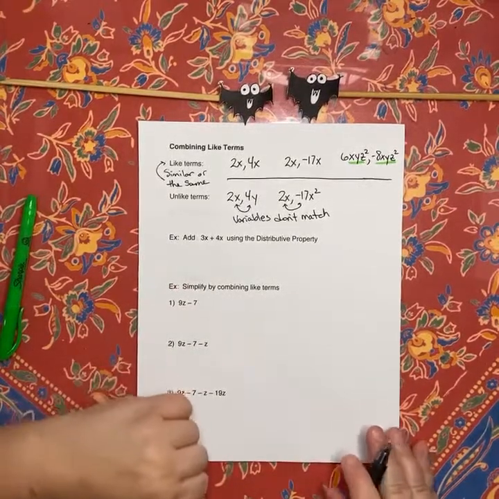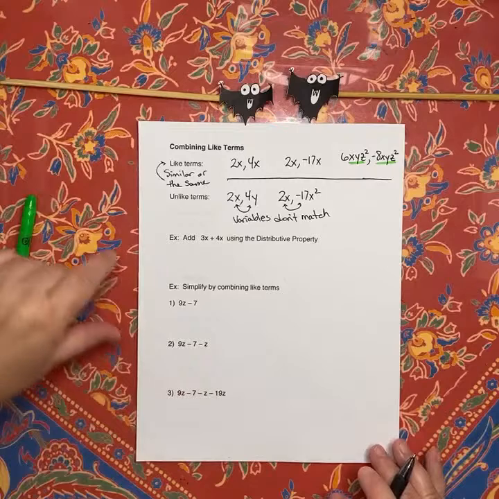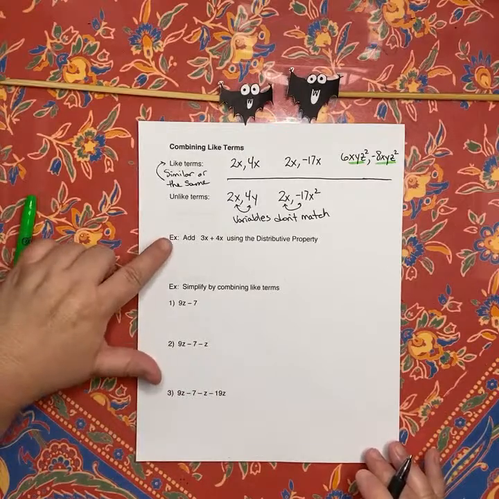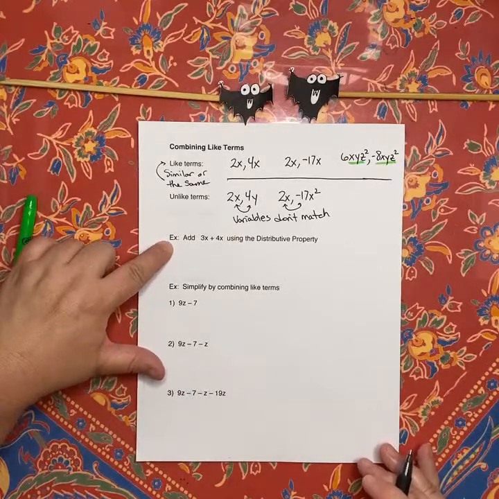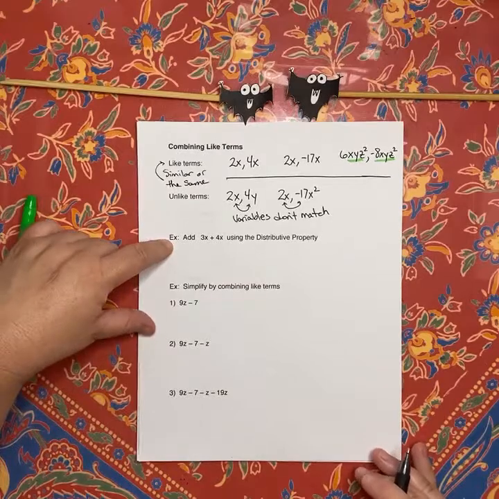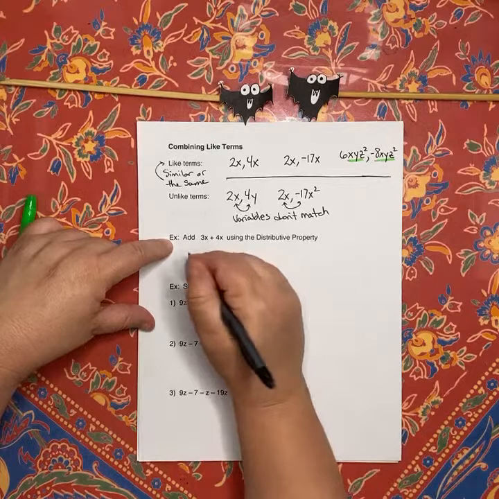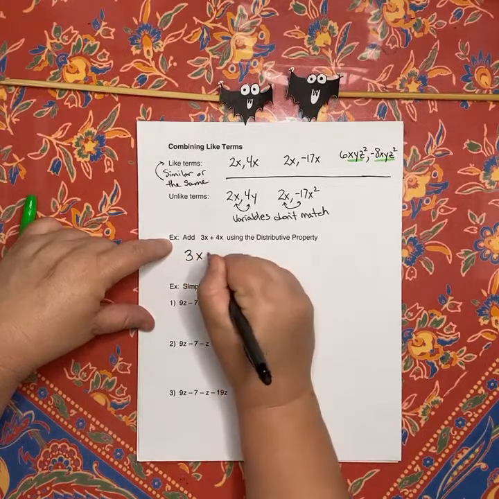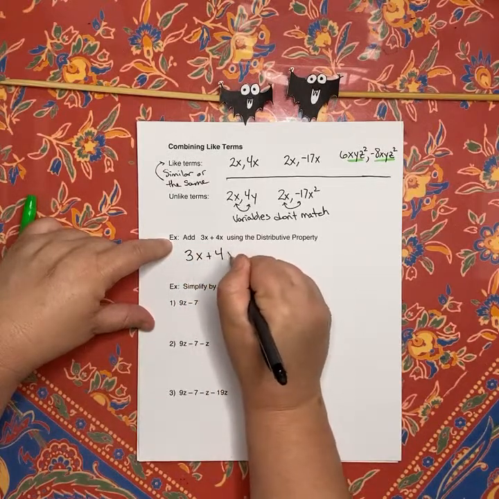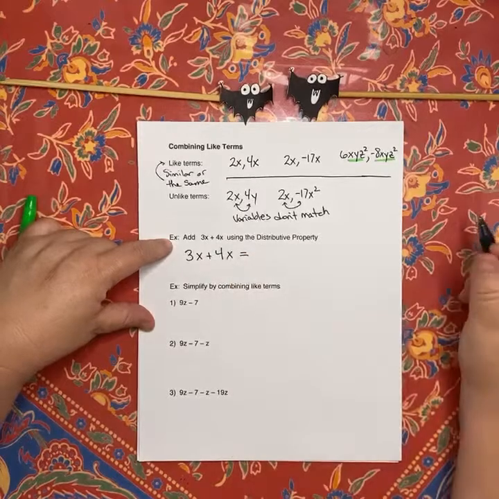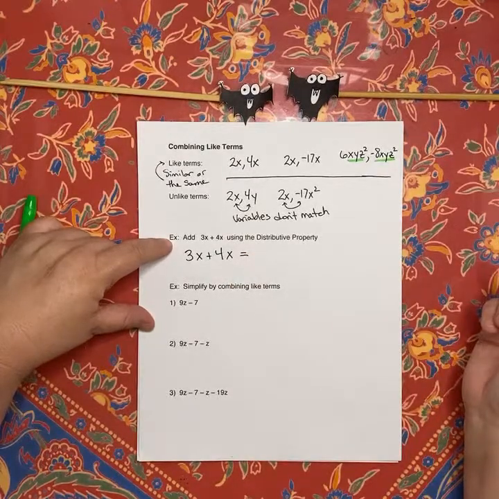Okay, so now I'm going to do something very strange. I'm going to add 3x plus 4x using the distributive property. And a lot of people are going to be like, what are you even doing? And that's okay. Do you remember the distributive property? I'm going to go backwards.